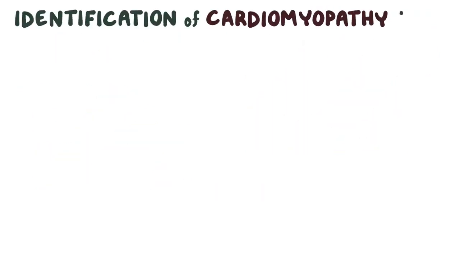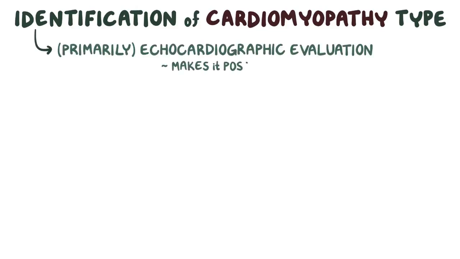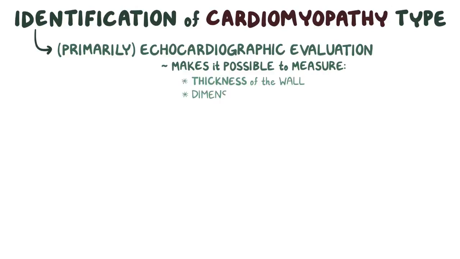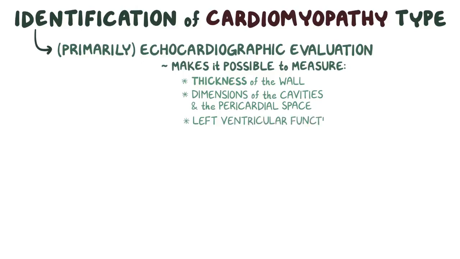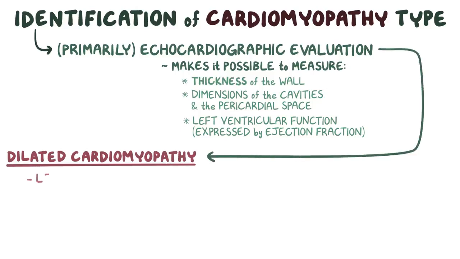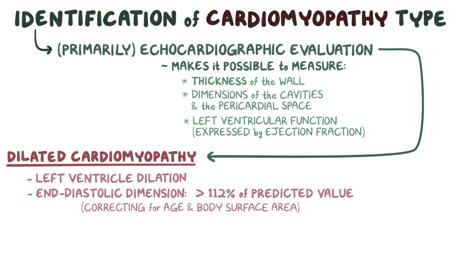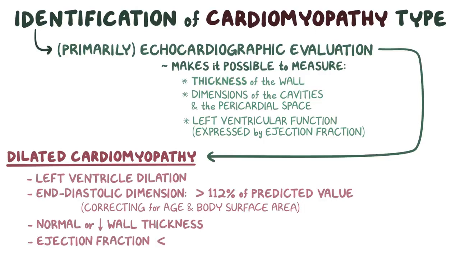Identification of the cardiomyopathy type relies primarily upon echocardiographic evaluation, which makes it possible to measure the thickness of the wall, dimensions of the cavities, and the pericardial space, as well as the left ventricular function expressed by ejection fraction. In dilated cardiomyopathy, the echocardiogram generally shows left ventricle dilation, with an end diastolic dimension higher than 112% of the predicted value, after correcting for age and body surface area. Additionally, individuals have a normal or decreased wall thickness and ejection fraction below 45%.